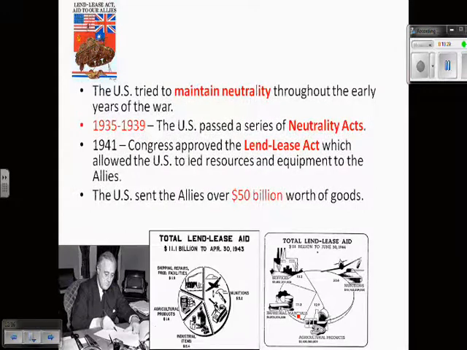Right, now what's the United States doing this whole time? Well, once again, we're across the Atlantic. We don't want to get involved. Just like World War I, right? The population was split. Some people wanted to get involved. Some people didn't. So we do try and maintain our neutrality.